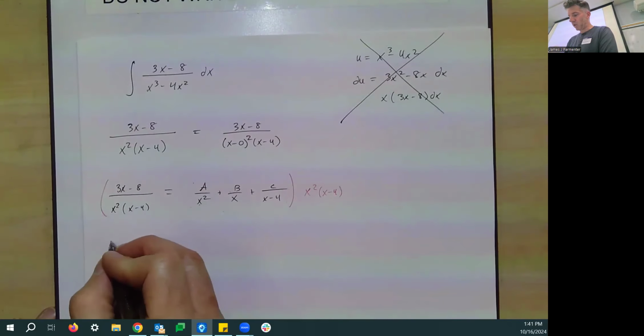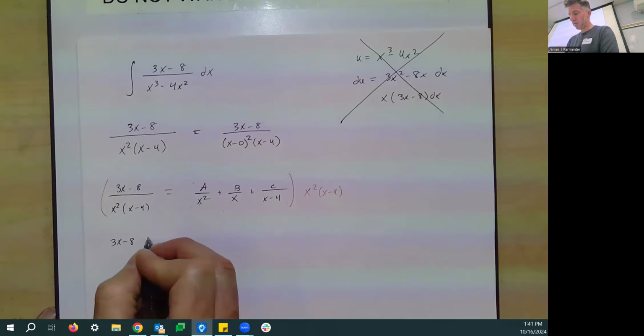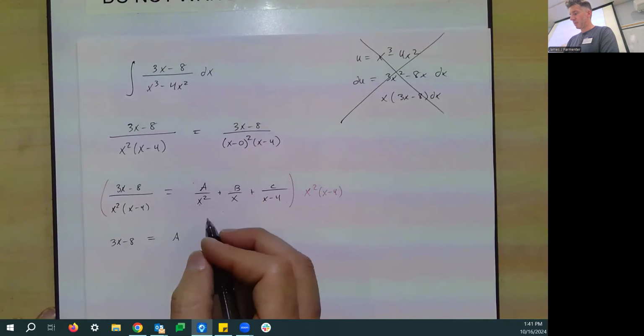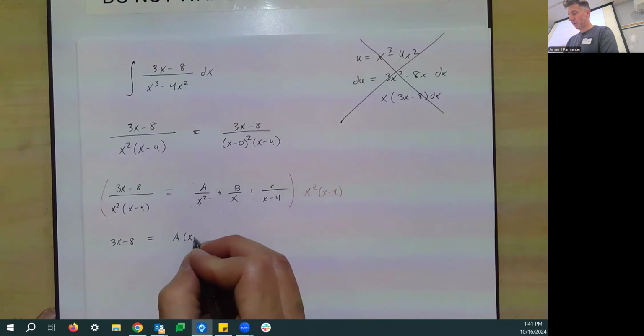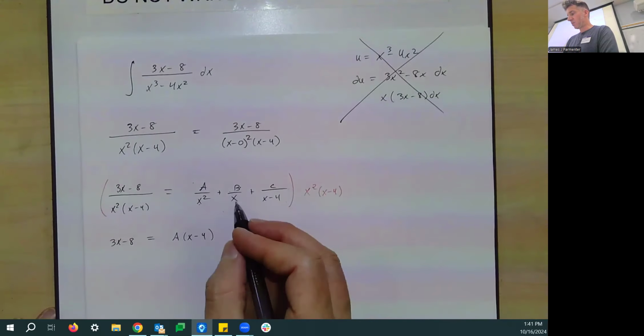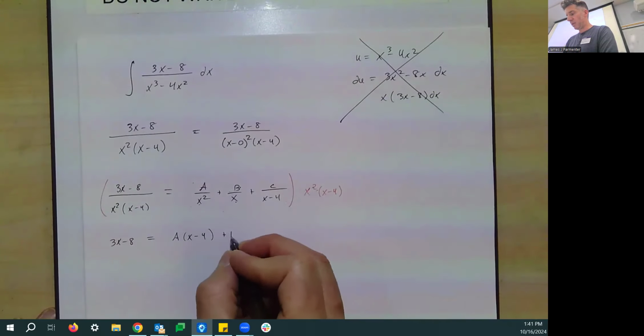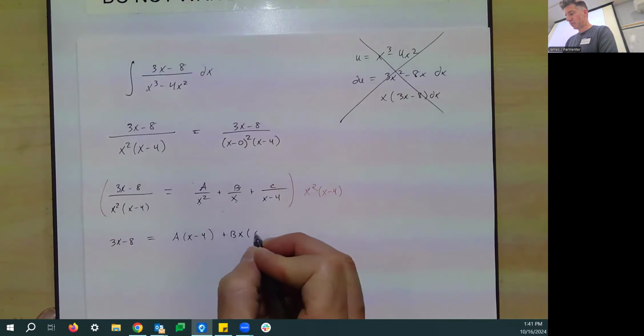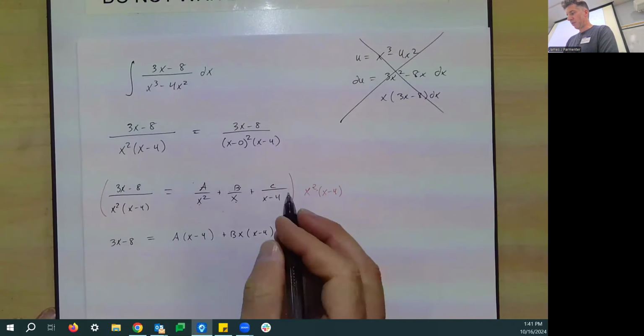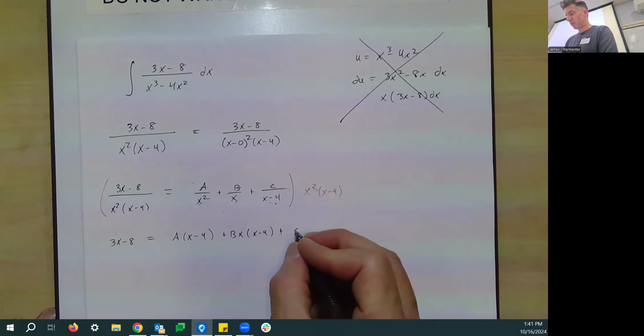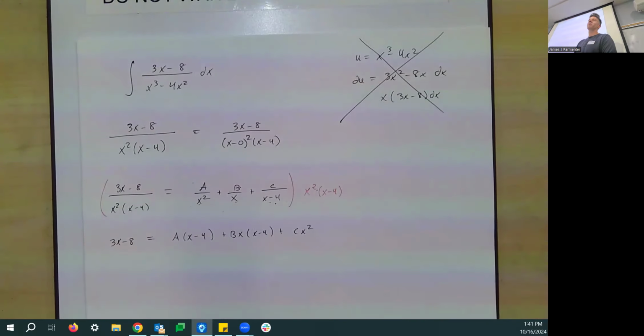So on the left side, we're just going to get 3x minus 8. On the right side, we're going to get A times the x squared to cancel, so you get A times x minus 4. B over x, one of the x's we cancel, so you get B times x to the first times x minus 4. And for C over x minus 4, the x minus 4s will cancel, and you get C times x squared. I said I was going to do the other one the other way, but then I didn't. Oh, well, we'll do it here.